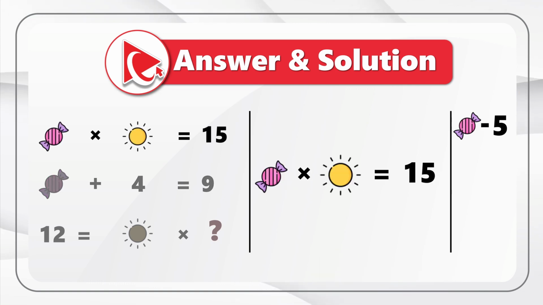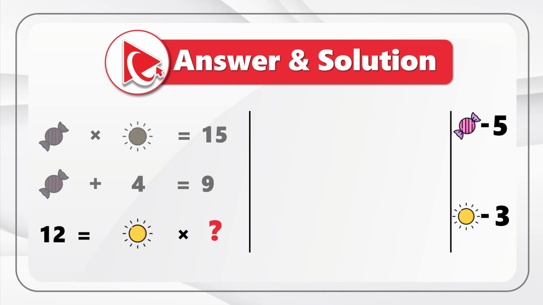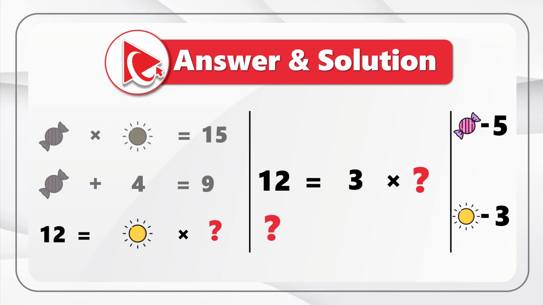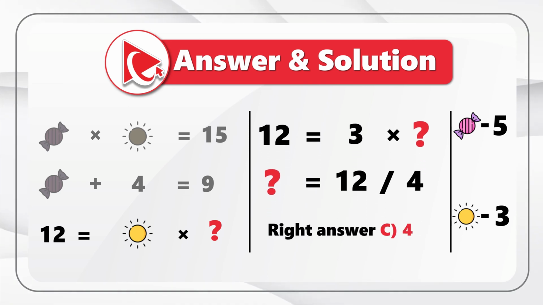Now, knowing the value of candy, let's focus on the top expression. Candy multiplied by sun equals 15. We know that the value of candy is 5, and when we substitute candy, it would be 5 multiplied by sun equals 15. So the calculated value for the sun would be 3. And now we can focus on the last expression. 12 equals sun multiplied by question mark. We know that the value of sun is 3, and we can substitute it, and the new expression will be 12 equals 3 multiplied by question mark. Question mark can be calculated by 12 divided by 3. So the end result would be answer C, 4.